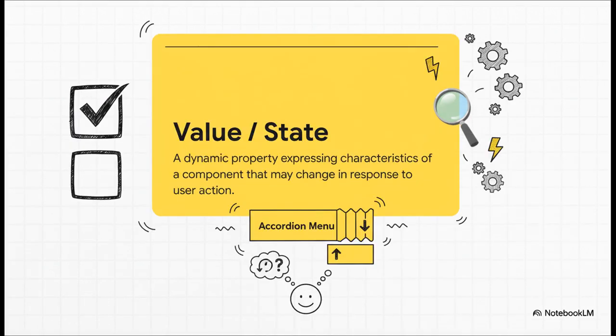And finally, there's the value or state. This is the live update. It's the part that tells you the component's current status, which can change from moment to moment. Is that little toggle switch on or off? Is the accordion menu expanded or collapsed? This is that crucial feedback that tells the user, hey, what you just did, it worked.